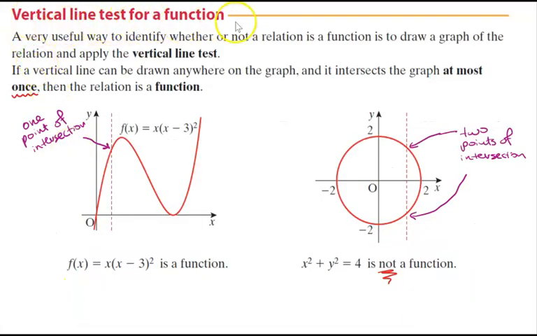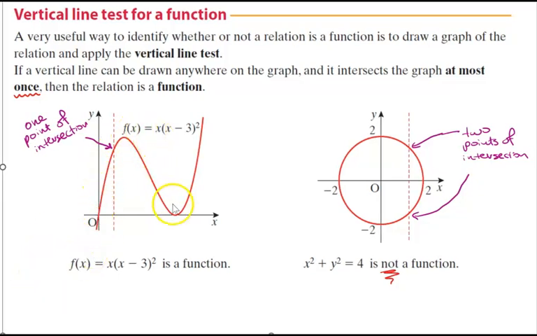Vertical line test for a function. A very useful way to identify whether or not a relation is a function is to draw a graph of the relation and apply the vertical line test. If a vertical line can be drawn anywhere on the graph and it intersects the graph at most once, then the relation is a function.